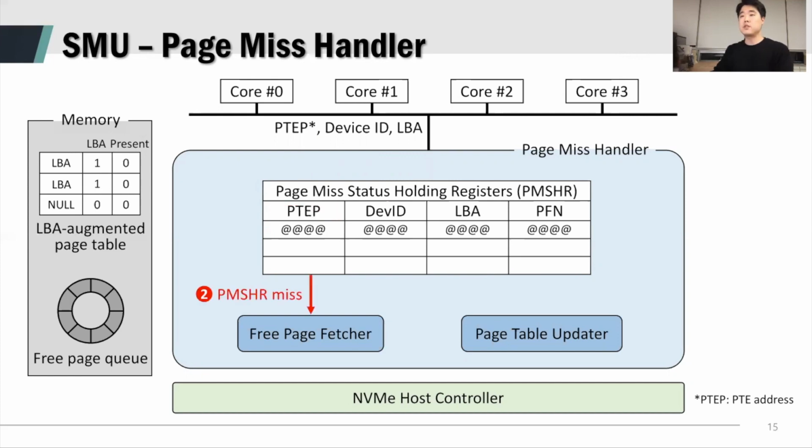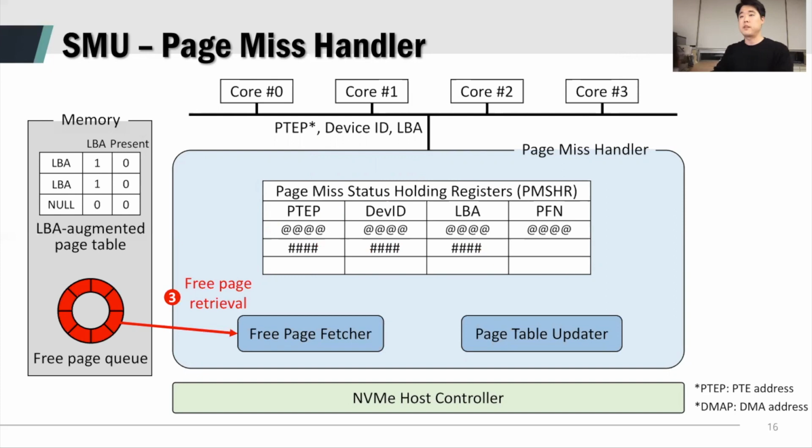So multiple page misses to the same page can be coalesced through PMSHR lookup with the PTE address as the key. If the PMSHR lookup fails, one unused PMSHR entry is allocated and page miss information is written to the entry. After that, a physical page frame is allocated to fetch data. A page is allocated from the free page queue, which has been pre-configured in memory. Each entry of this queue is a pair of the page frame number and DMA mapping address to the page, so the page can be used directly without any additional work in the SMU.